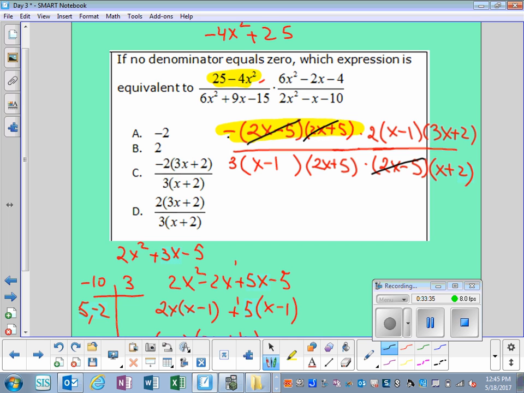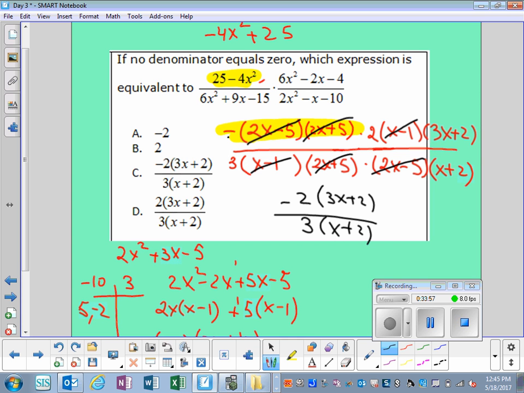2x plus 5 can be cancelled out as well. X minus 1 can be cancelled out as well. And so what is left? Negative 2, 3x plus 2 is left in the numerator. And in the denominator I have 3x plus 2.